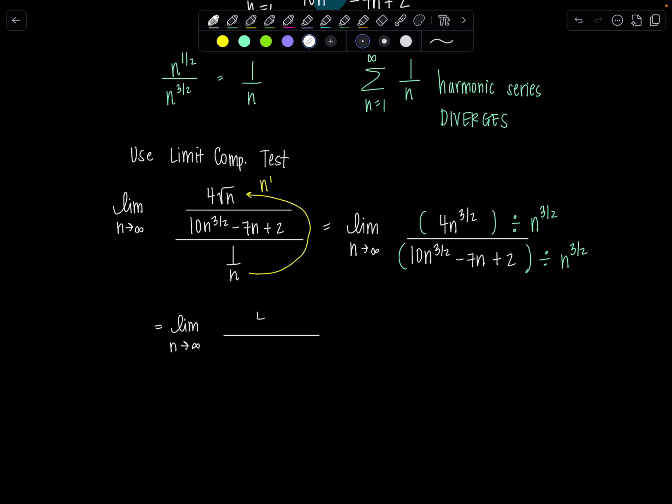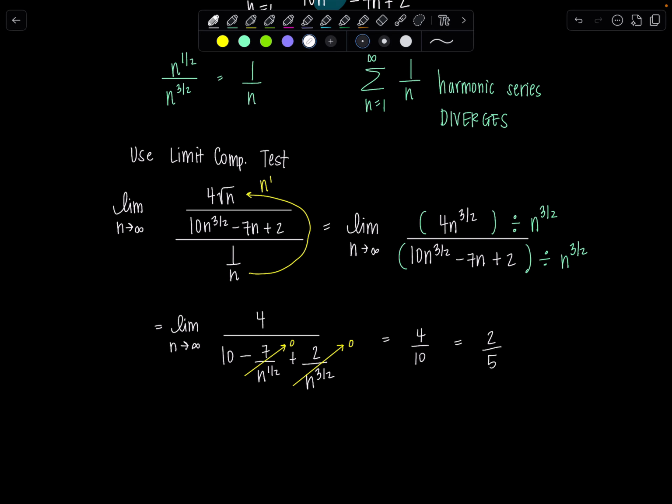Up top we'll have a 4 now. 10 minus 7n over n to the 3/2 is going to be 7 over n to the 1/2, and then plus 2 over n to the 3/2. Now I can evaluate the limit as n goes to infinity. 7 over n to the 1/2 goes to 0. So does 2 over n to the 3/2. And then I'm just left with 4 over 10, which simplifies to 2/5.